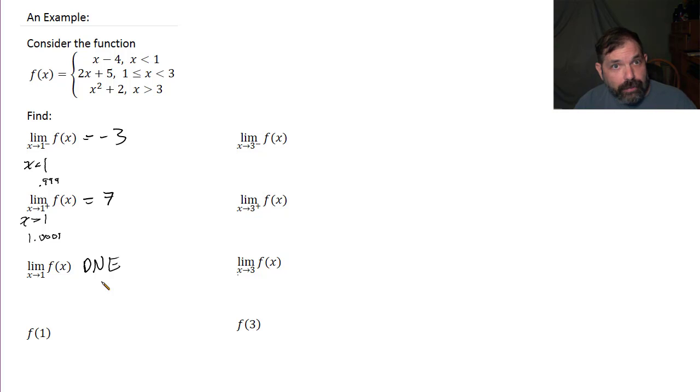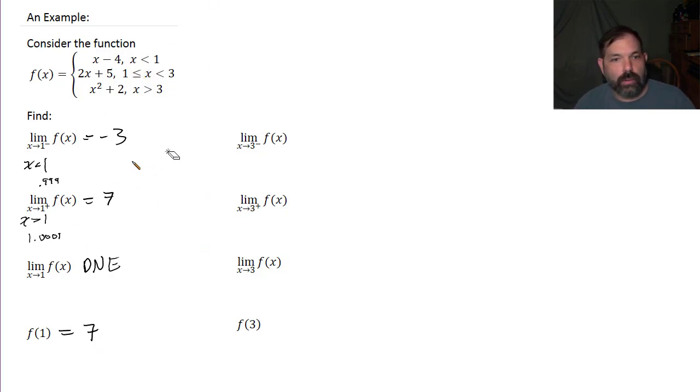Now, what about f of 1? Okay, so that means now f of 1 says the input is exactly 1. If the input is exactly 1, then we would use the rule that contains the input exactly 1. And so we are following the second rule, the 2x plus 5, letting x equal 1. This would again give us 7.